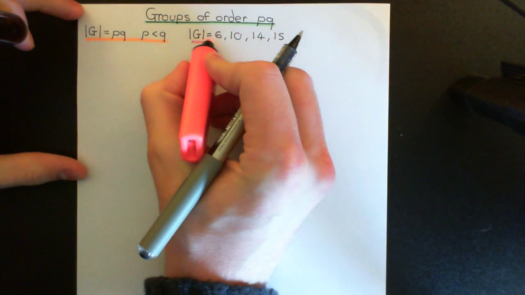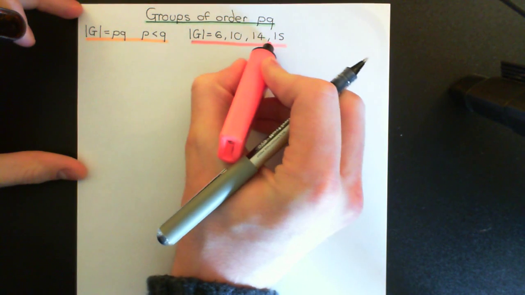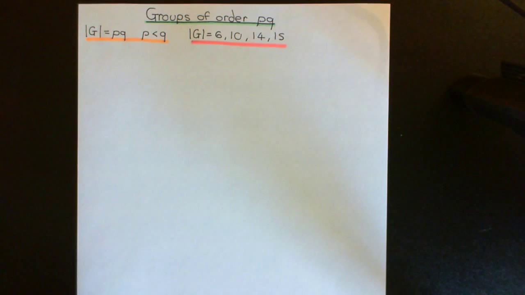So this video is going to be on groups of these sorts of orders, where if you take the order and factorize it into its prime factorization, you just have two different primes appearing in that prime factorization, and they're each to the power of 1. Okay, so let's begin with the theorems that I'm going to give you in this video concerning these groups of order PQ. The theorems that we are going to study are all about using the Sylow theorems to unravel the structure of these groups.